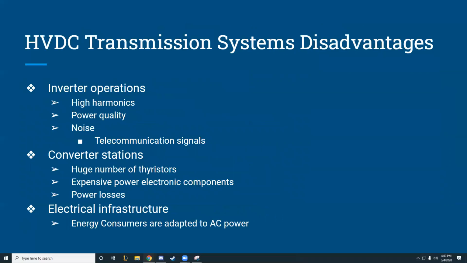Some disadvantages, however: one would be during inverter operations, having problems in high order harmonics, power quality, and noise through telecommunication signals. Another disadvantage would be at the converter stations, having large amounts of thyristors, expensive components, and some power losses. Finally, would be its electrical infrastructure, in which it is adapted to AC power for energy consumers rather than DC.